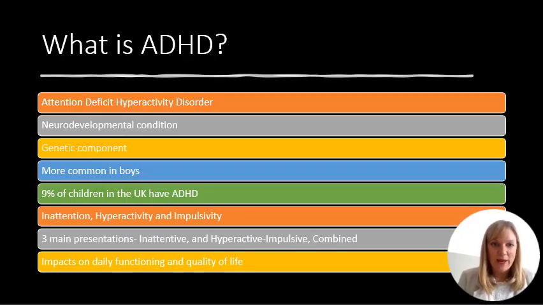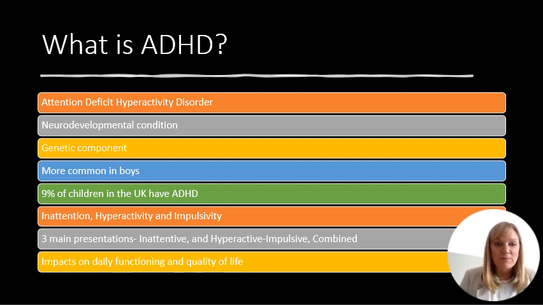So some basic facts about ADHD. It stands for Attention Deficit Hyperactivity Disorder. It's a neurodevelopmental condition, so it's something that happens within the brain. As the brain develops, there are differences within the way that the brain develops over time. It's thought that there's a genetic component, although it's not fully understood. The causes of ADHD aren't fully understood. It seems to be more common in boys, according to statistics, although we've talked about some of the issues around that. 9% of children in the UK have a diagnosis of ADHD.